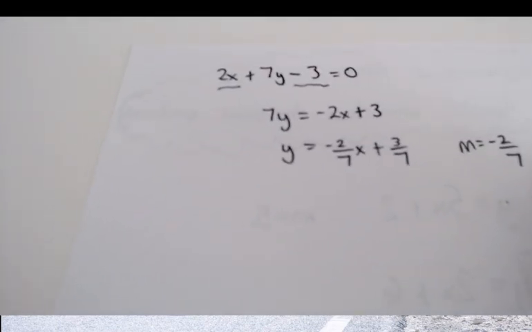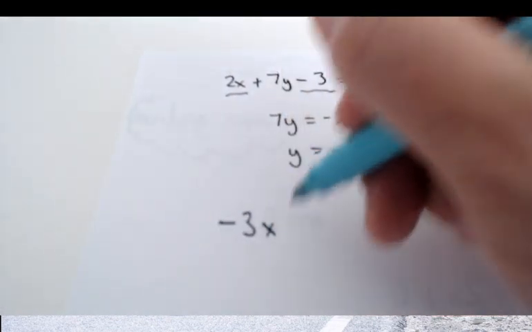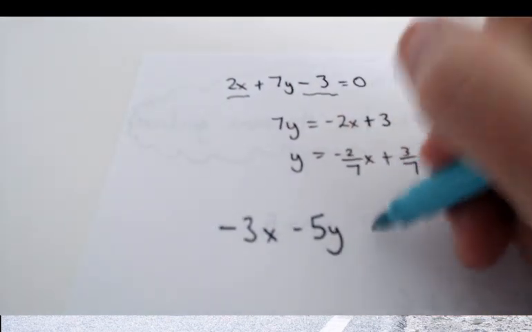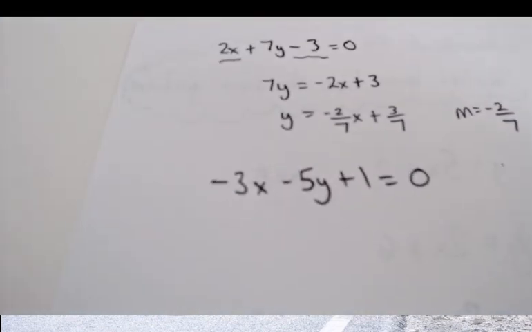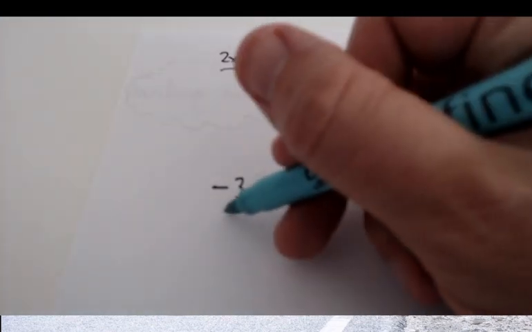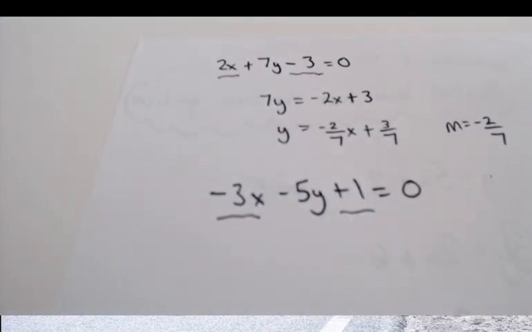Last example before you guys try some. Let's say we had minus 3x, take away 5y, add 1 equals 0. Right, we need to get this into the format y equals. So, same as before, minus 3x and the plus 1 must go to the other side.